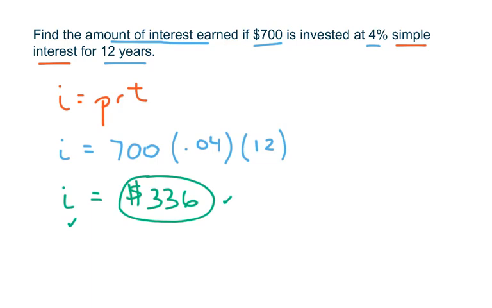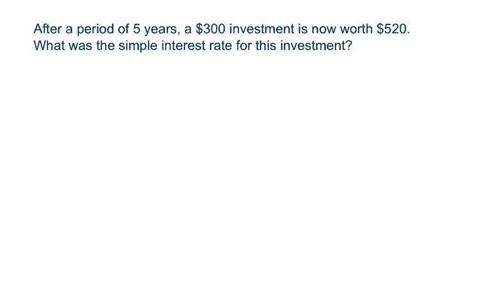Let's look at one more. After a period of 5 years, a $300 investment is now worth $520. What was the simple interest rate for this investment? So we're told that it's simple interest, so we know the formula we're going to use here is I equals P times R times T.